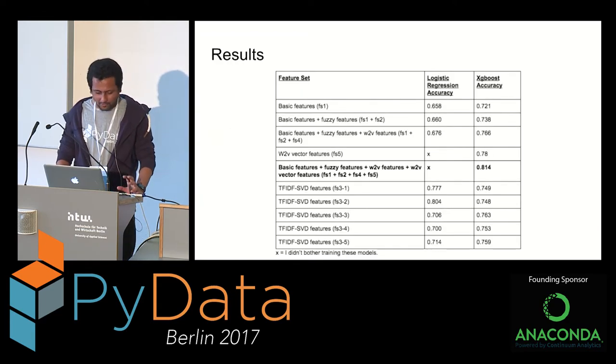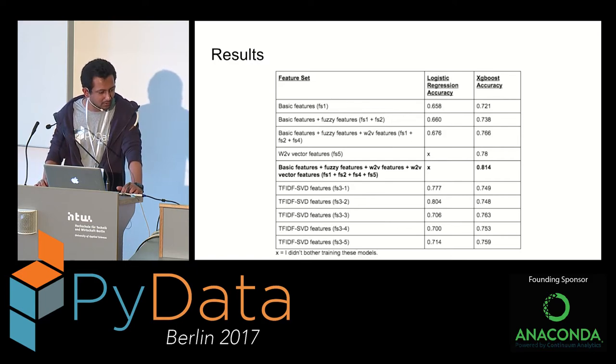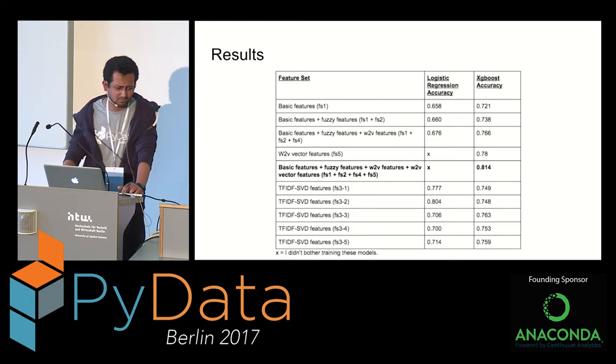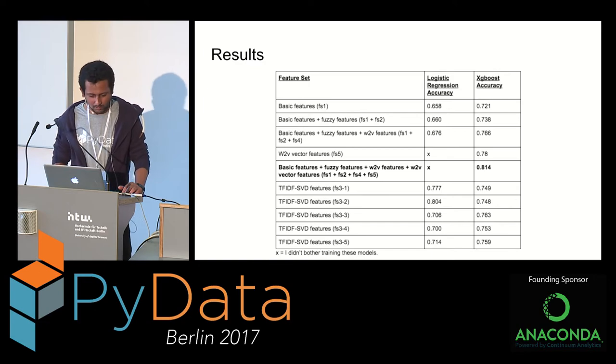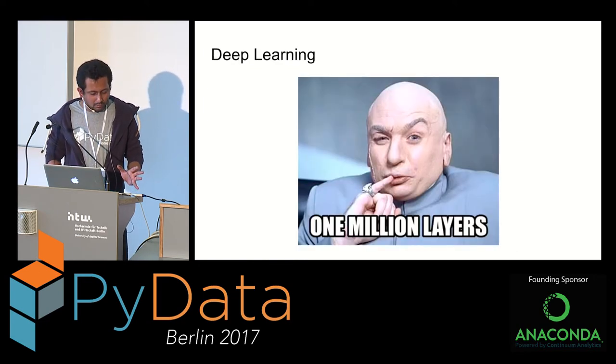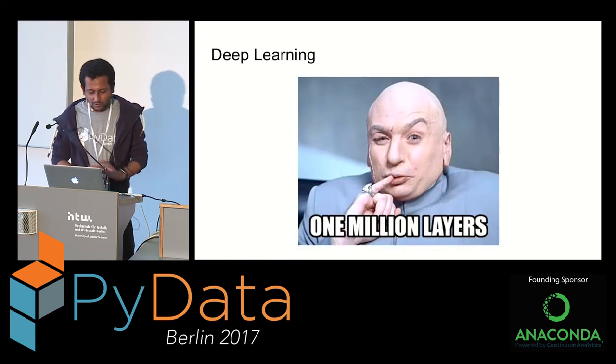So the accuracy was 81.4% using XGBoost. I didn't bother to do a lot of hyperparameter optimization. It was taking a lot of time anyways. So maybe we can improve the results.